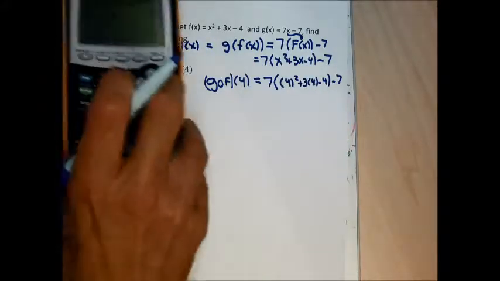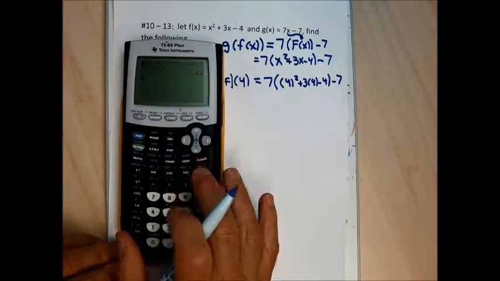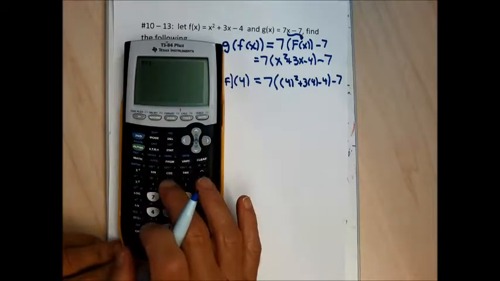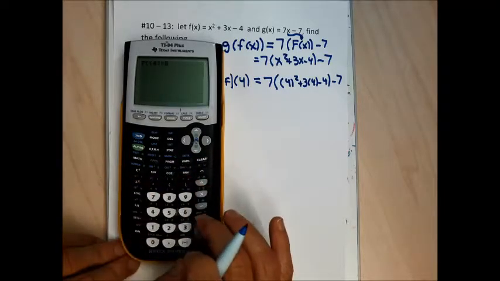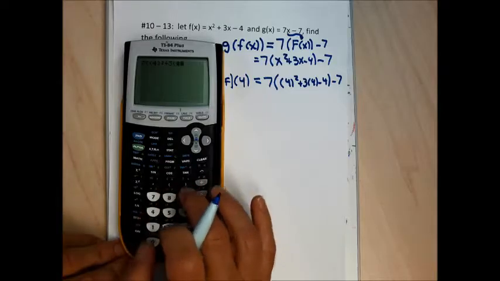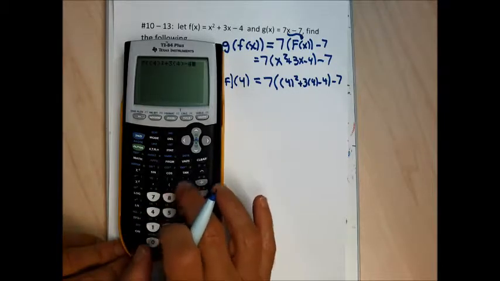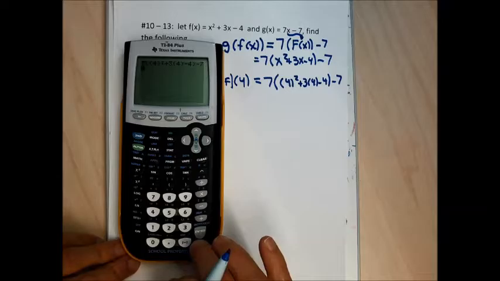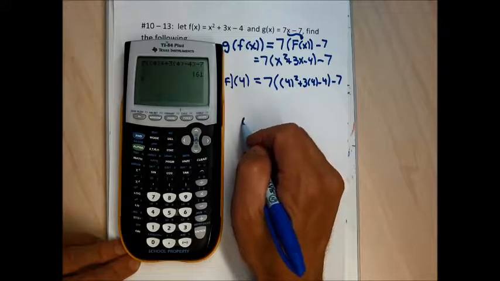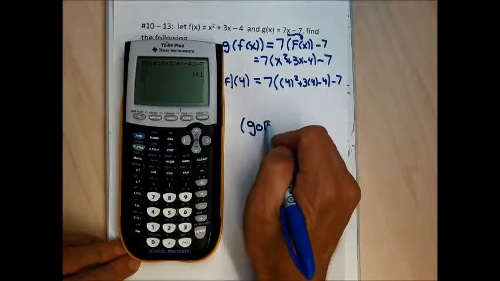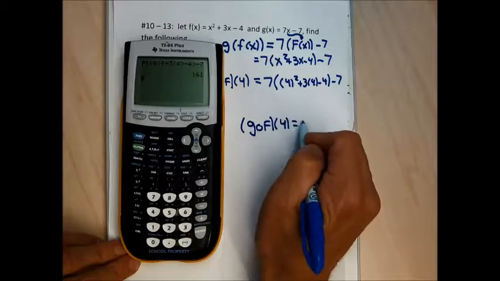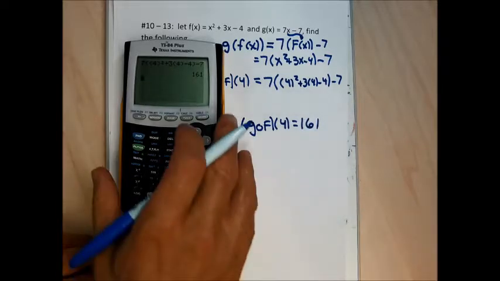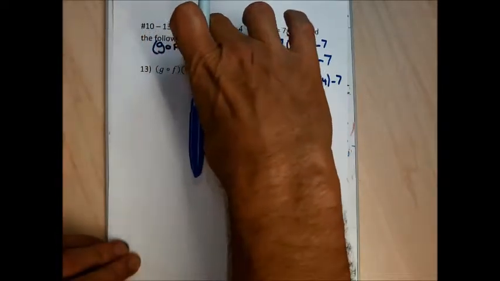You could do that on my calculator. Sometimes my calculator is hard to see, but I'd go 7 parentheses 4 squared plus 3 parentheses 4 minus 4 parentheses minus 7. And my answer would be g composed with f of 4 equals 161. This is what I prefer you to show for this problem.